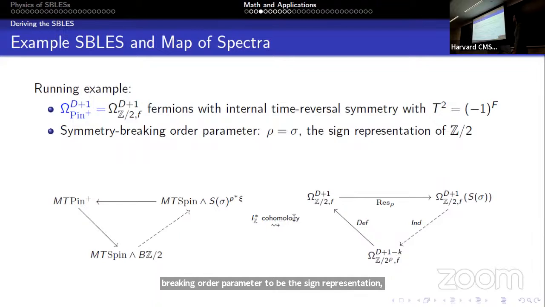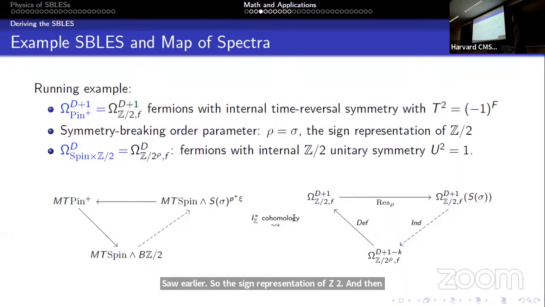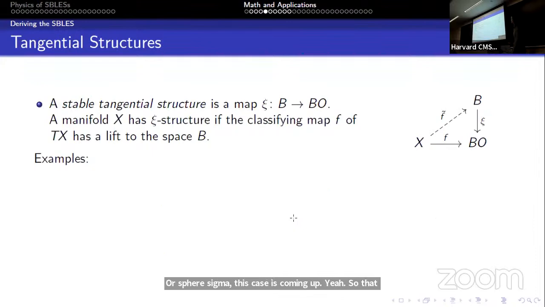And then the other kinds of systems that we'll be mapping to are systems with spin cross Z2 symmetry. These describe systems with fermions with an internal Z2 symmetry that's unitary and that squares to one. Okay, so I filled this in on the left hand side, and you see the sphere of rho, or sphere of sigma in this case, is coming up again. So that'll be our example, but before I get to the specific example, let me step back for a moment and say something about tangential structures.